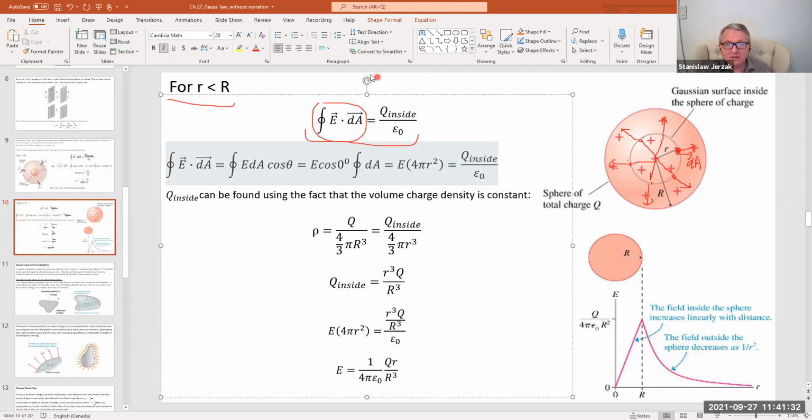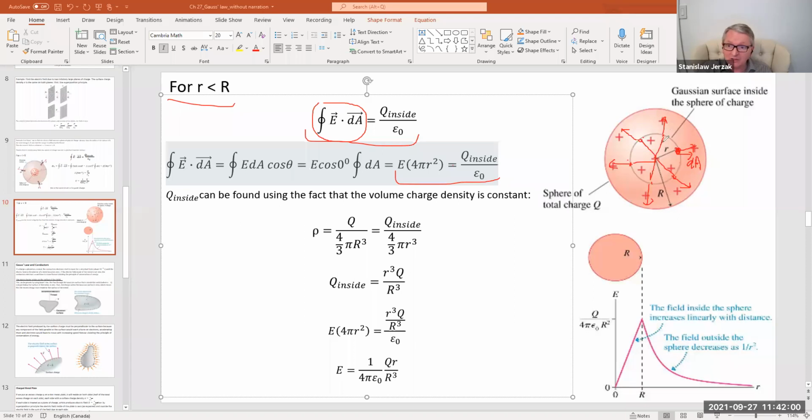So yeah, the flux would be E times 4 pi r squared, and that flux must be equal to the charge inside divided by epsilon naught by Gauss's law. But the problem now is that Q inside is only the charge inside of that Gaussian surface. So I have to calculate how much charge is inside of my Gaussian surface. You see, not all the charge on the sphere is inside of the Gaussian surface.